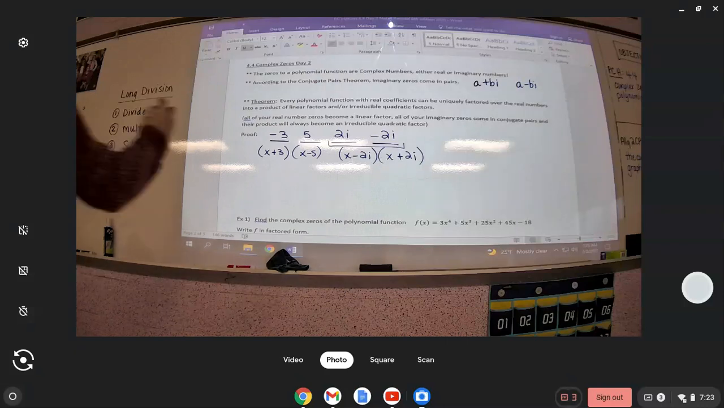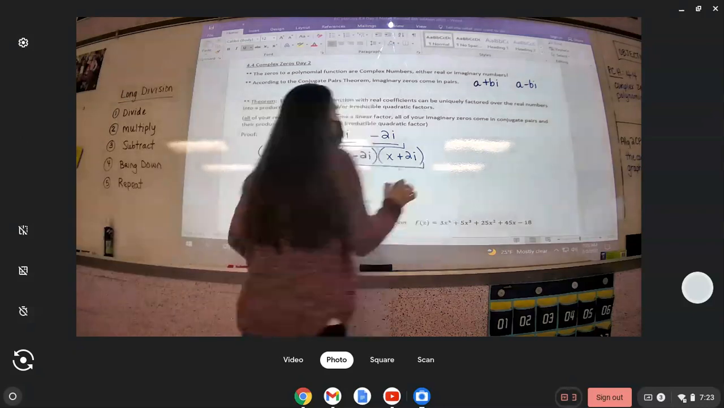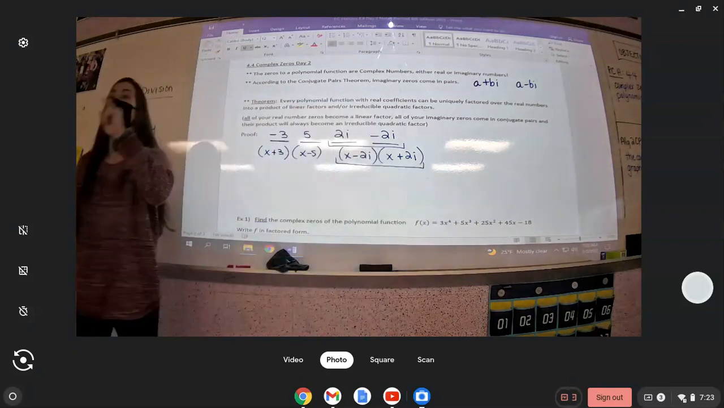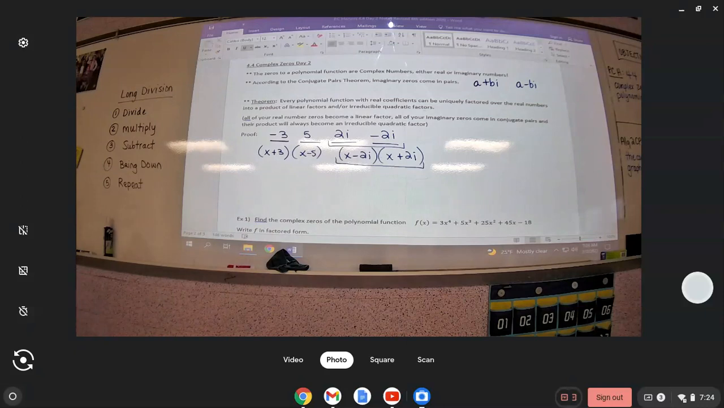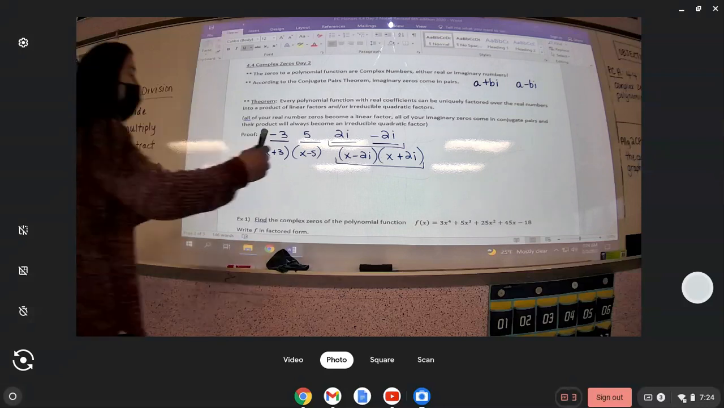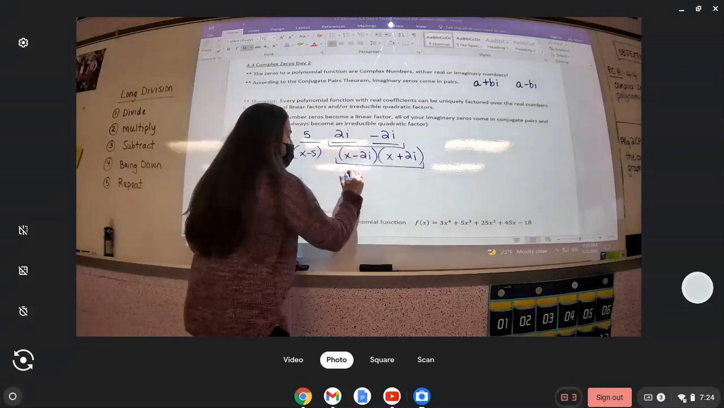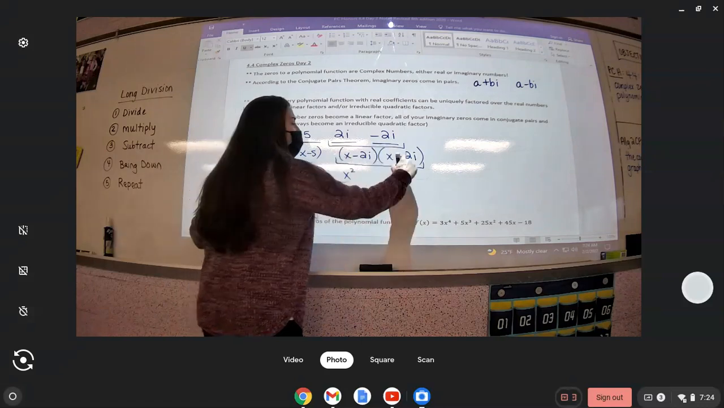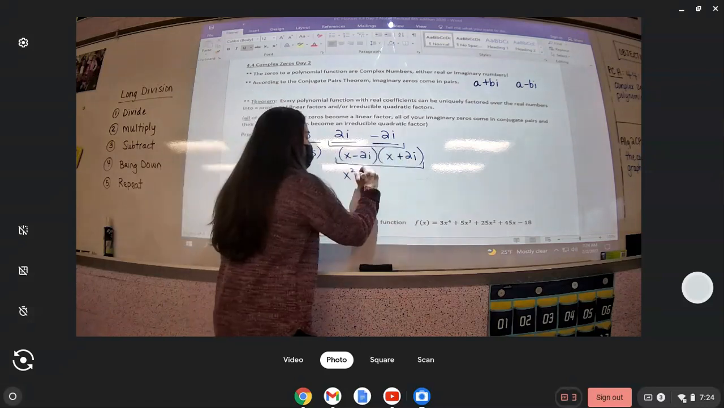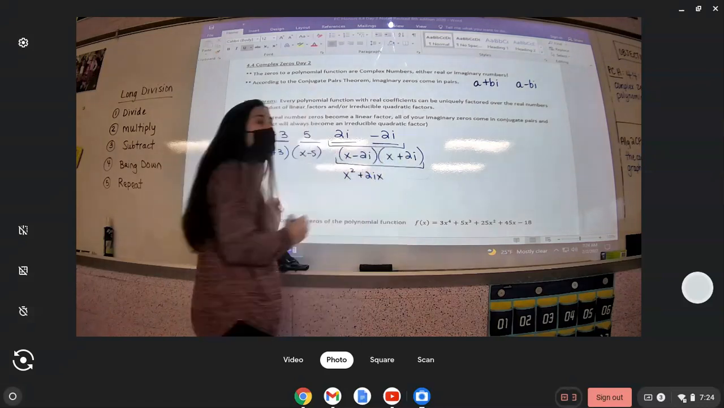So what they're saying is, really, your imaginary factors, your pairs, if you FOIL them out, if you multiply them, their product becomes an irreducible quadratic. And it's that quadratic factor that you most likely had set equal to 0 and solved and got those as your zeros. So watch if we multiply this out. X times x is x squared. X times 2i, as weird as that is, that's 2i x.